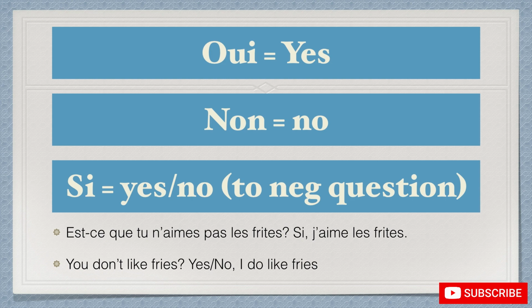Si, j'aime les frites. So that's all for today's lesson. So just remember the 4 different ways to make a yes or no question, and then the 3 different ways to respond to them. So oui, non, et si. So that's all. Merci. And then in the next lesson, we'll be talking about more complex questions, and then that'll be it for questions. So, merci.